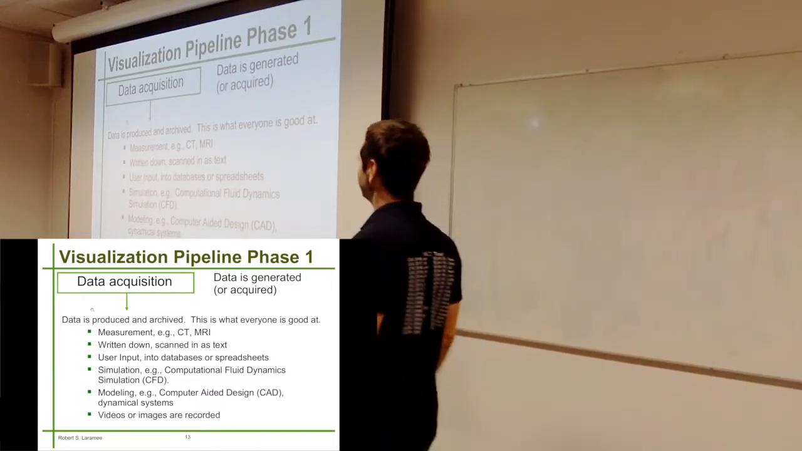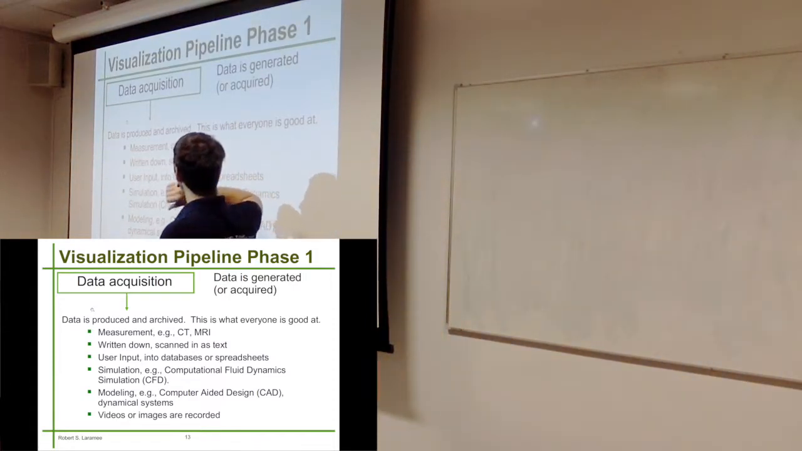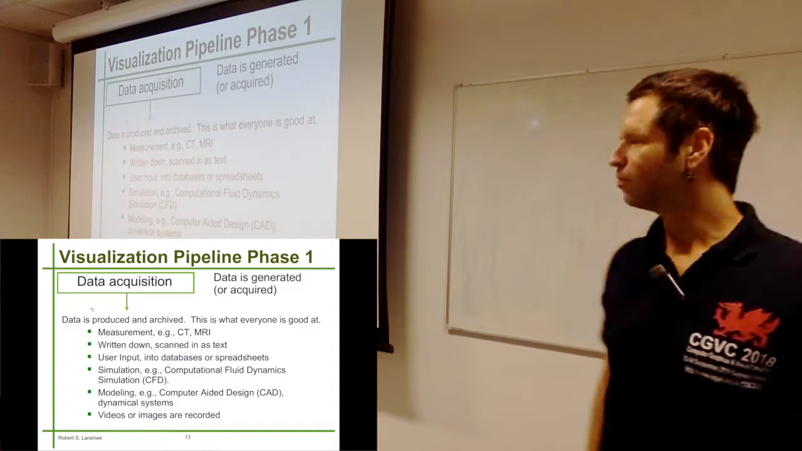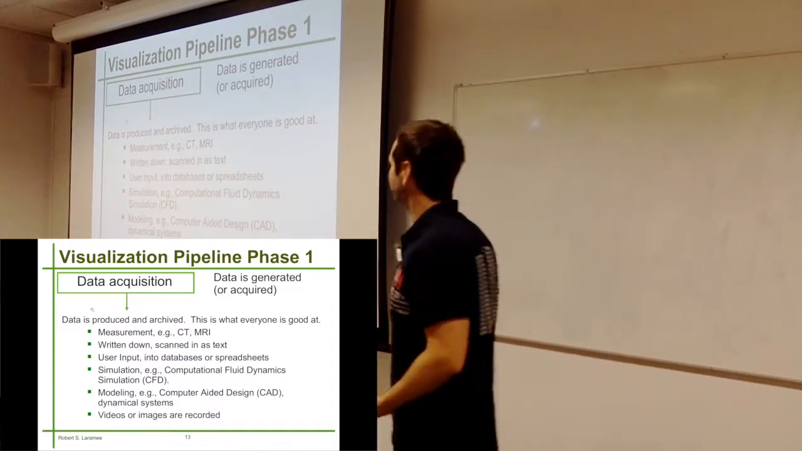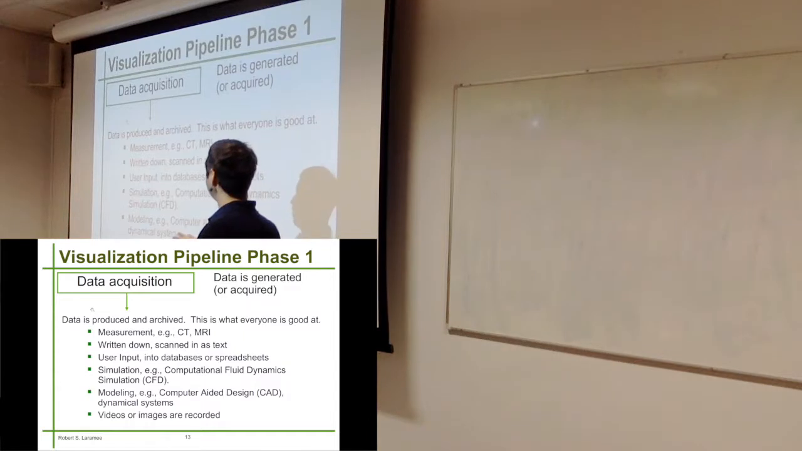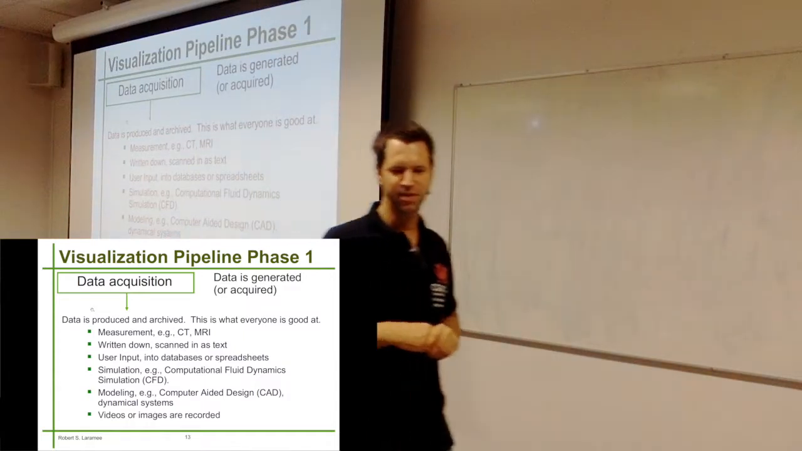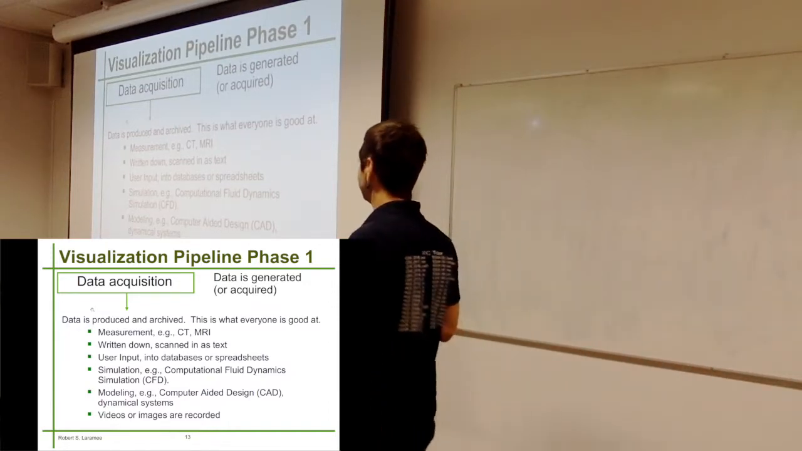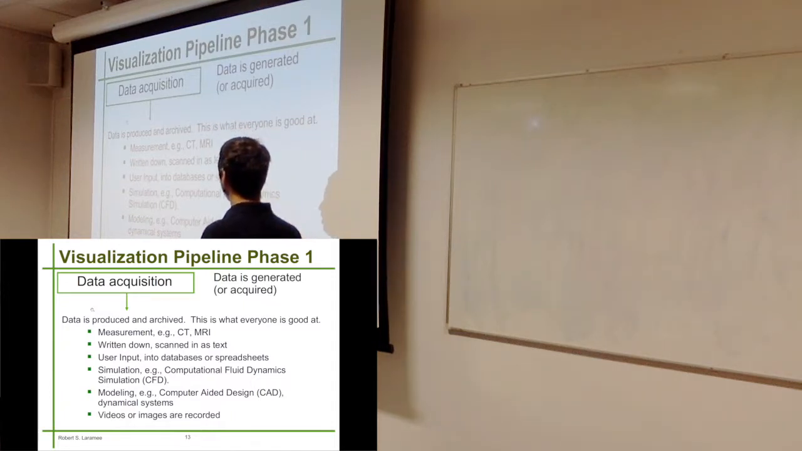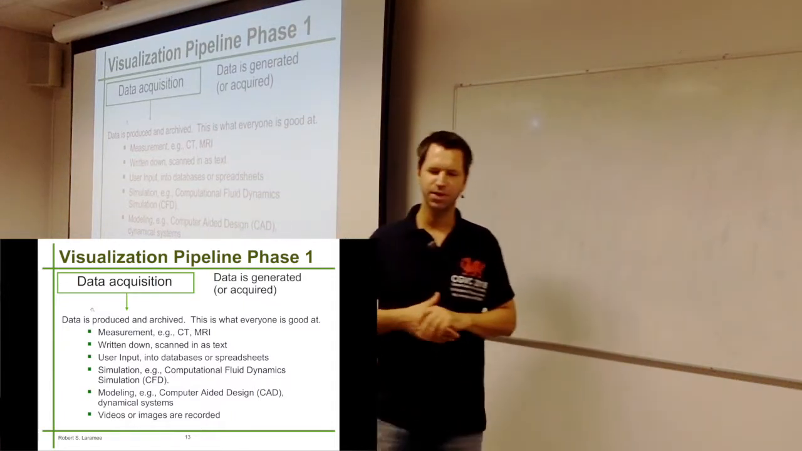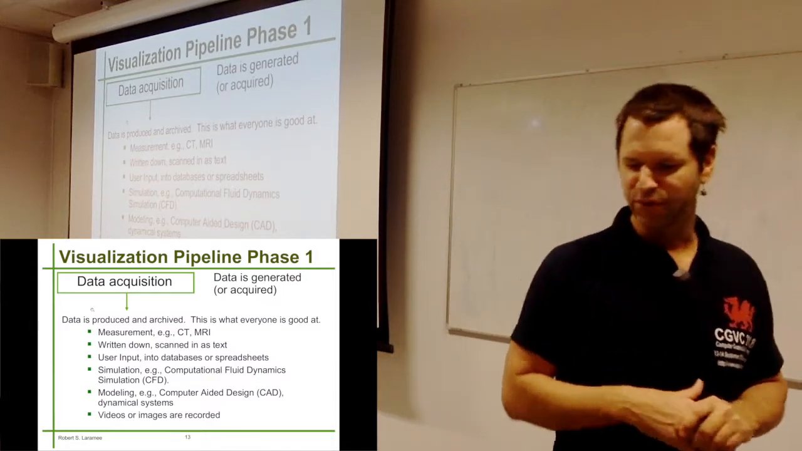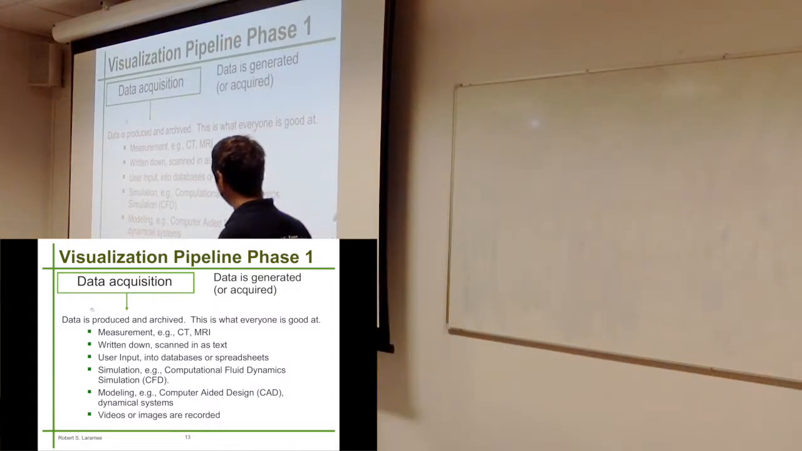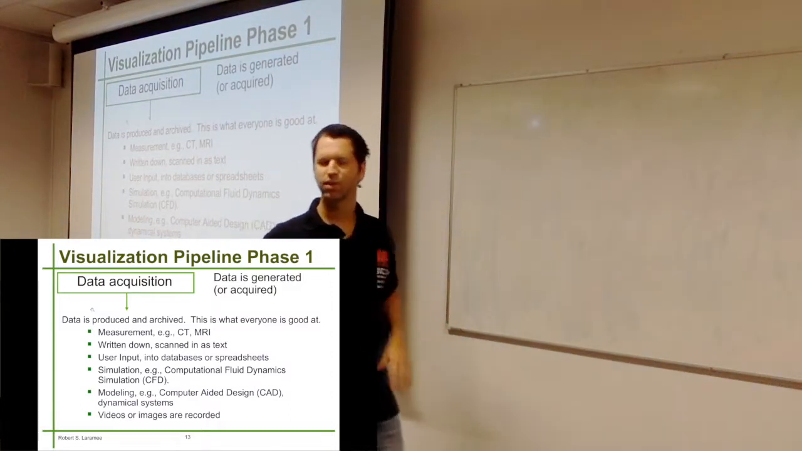There are examples from medicine, like computer tomography and MRI. Text is an example, walking into a library or a digital library. User input is another example of a data source, whenever you use your mouse or your keyboard to add information into databases. Simulation is another source of very, very large data sets. That's very abstract. We are actually going to talk a little bit about that later on in the module. Computer-aided design is another one. Videos and images. You don't usually think of videos and images as data, but they are certainly data.